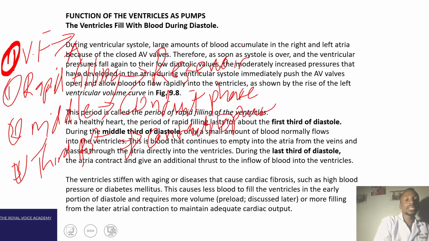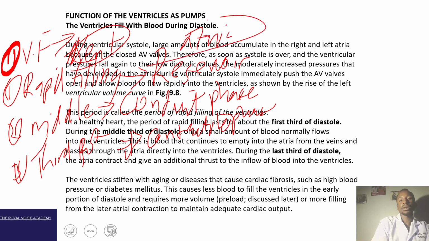So this is the atria. So this is the ventricle, and then this is the atria. When you're having the first third of diastole in your ventricle, it coincides with the reservoir phase in your atria. The middle third of diastole will coincide with the conduit phase of your atria, and the last third of diastole will coincide with your contractile phase of the atria.